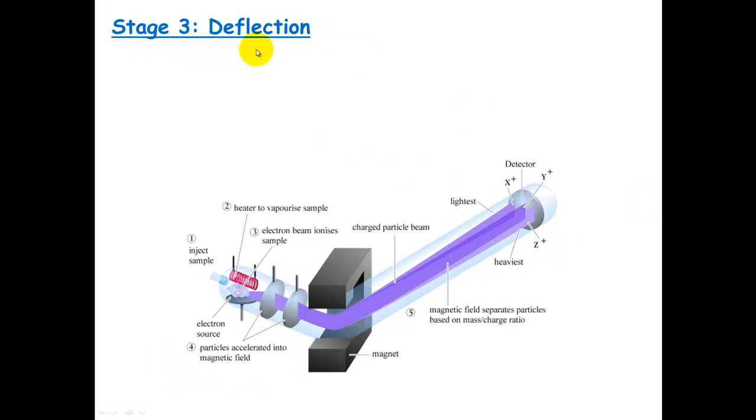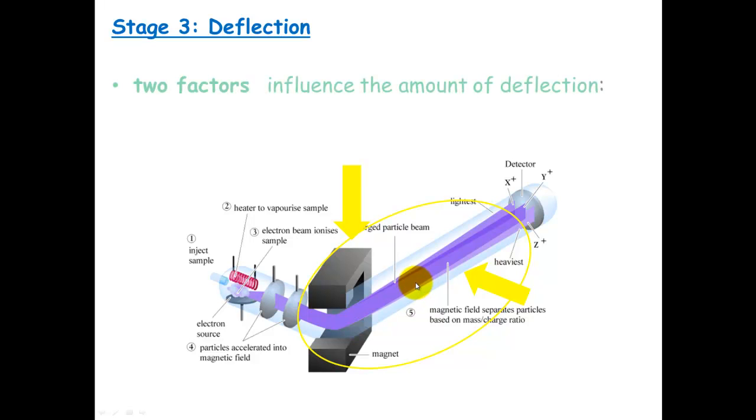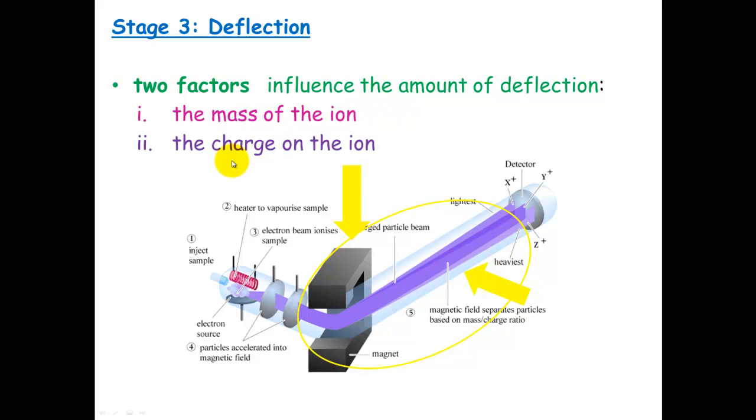The third stage involves deflection, and this is this section here where the magnet is. It involves this entire section. This is the first bit with the magnet. And you've also got a magnetic field across here, and this is going to cause deflection of the ions. There's two major factors that influence the amount of deflection. One we've already discussed, which is the mass of the ion, and the second one is the charge of the ion. If the charge is greater, it's going to deflect more or attract more because it's got a higher charge.